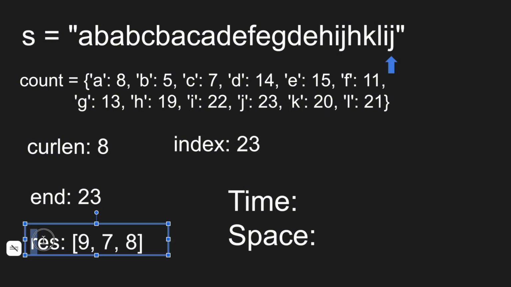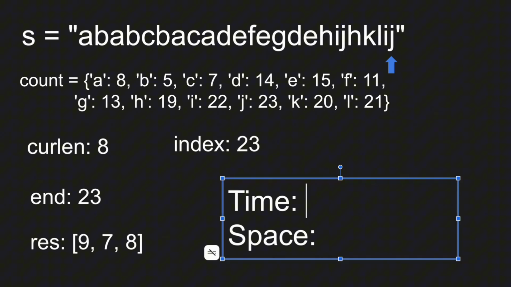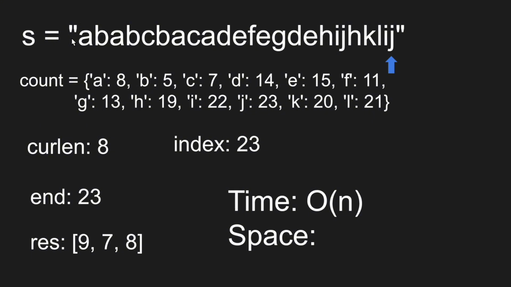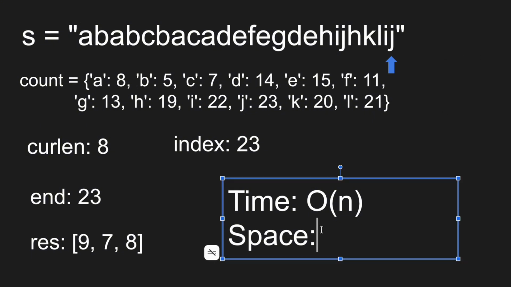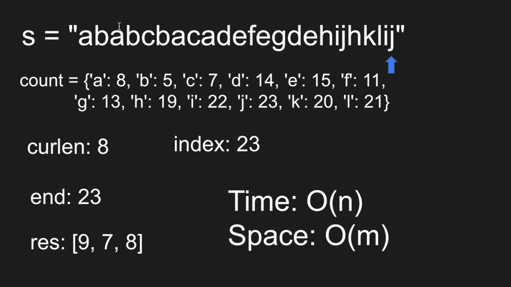So yeah, we can return result as the answer of this problem, and the time complexity would be O of n, where n is the number of characters in the string, because we are iterating through this string. The space complexity would be O of m, where m is the number of distinct characters in this string, because the count dictionary will take up to the number of distinct characters in space. So now let's get to the coding part.